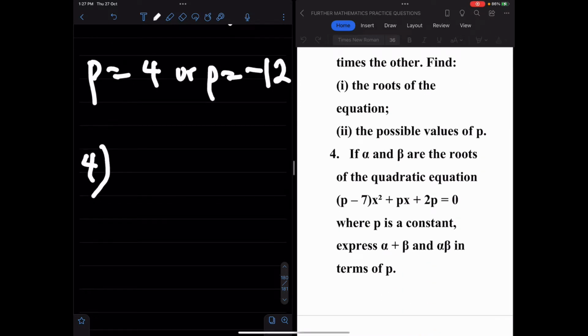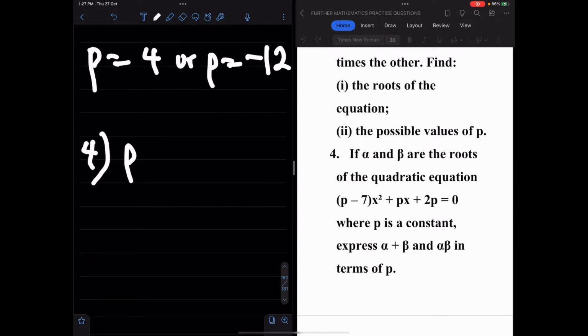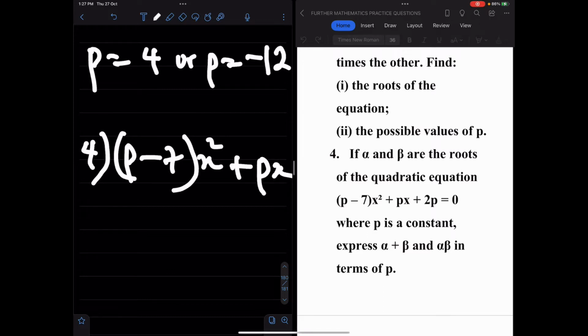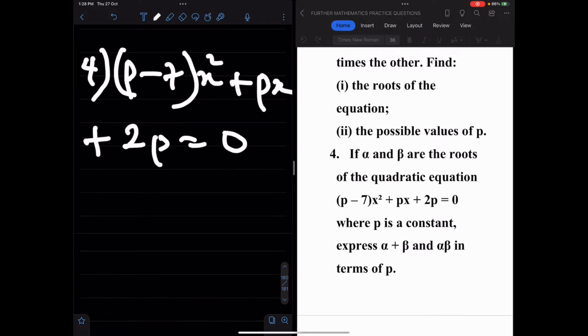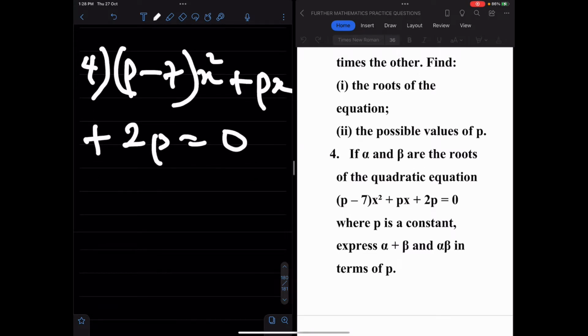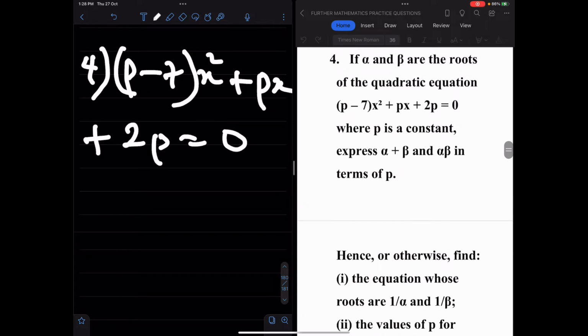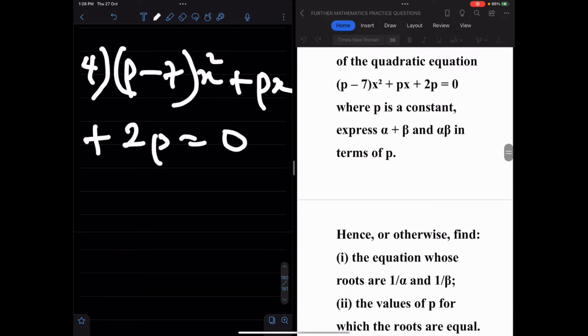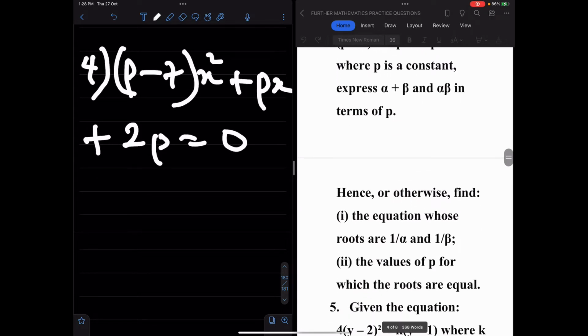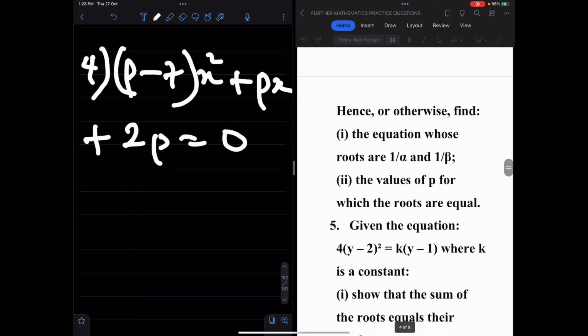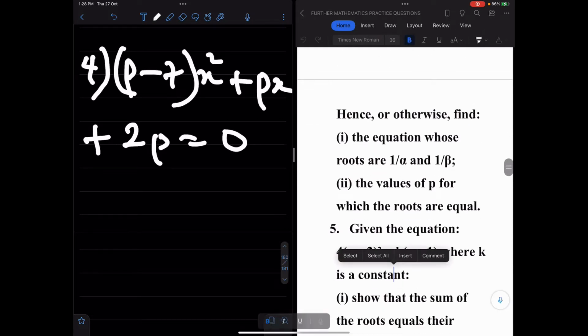Number 4. If alpha and beta are the roots of the quadratic equation (p minus 7) times x squared plus px plus 2p equals 0, where p is a constant. Express alpha plus beta and alpha beta in terms of p. Hence or otherwise, find (i) the equation whose roots are 1 over alpha and 1 over beta, and (ii) the values of p for which the roots are equal.